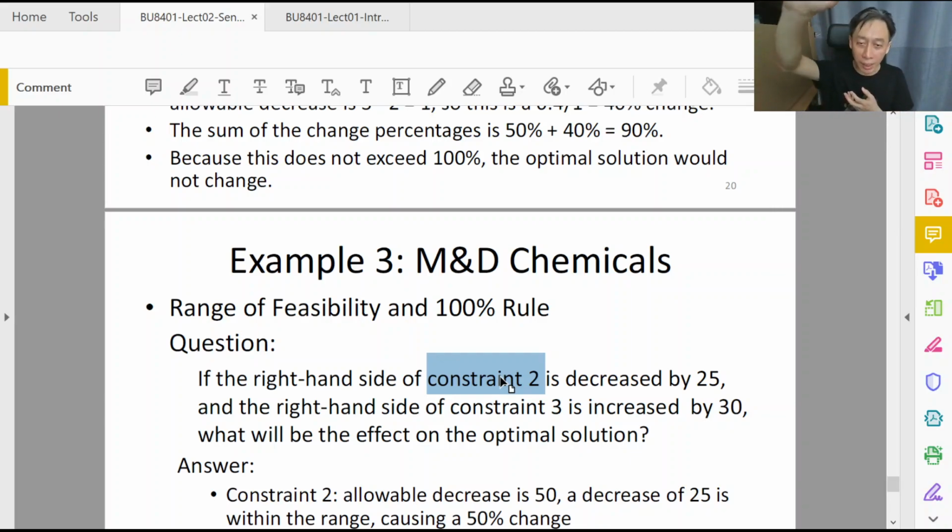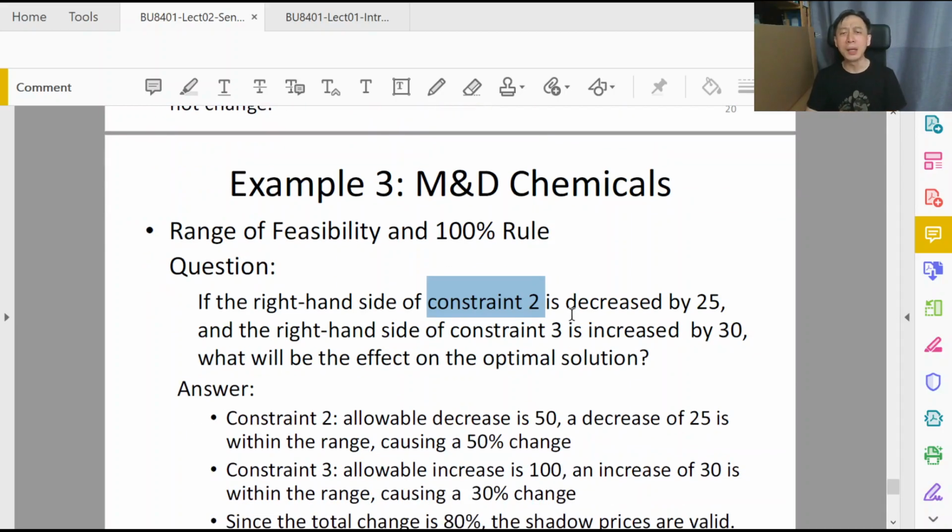One is the right hand side of one constraint being reduced. The other one is the right hand side of another constraint being increased by the same amount. This is considered a simultaneous change as well. The question is, can we make use of the shadow prices to predict the impact on the optimal value? Answer is, let's apply the 100% rule first.